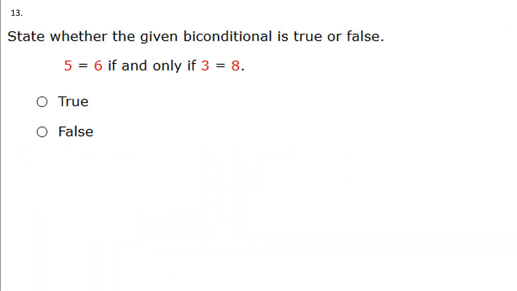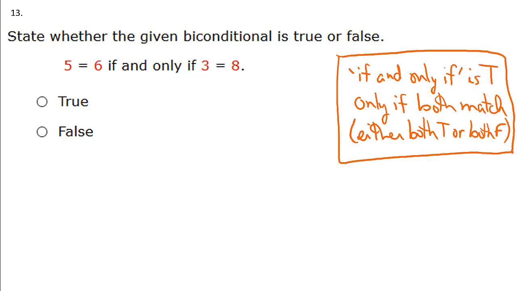13. State whether the given biconditional is true or false. 5 is equal to 6 if and only if 3 is equal to 8. As I said earlier, if and only if, or a biconditional, is true only if they match. They're both true or they're both false. Well, obviously 5 equals 6 is a false statement.